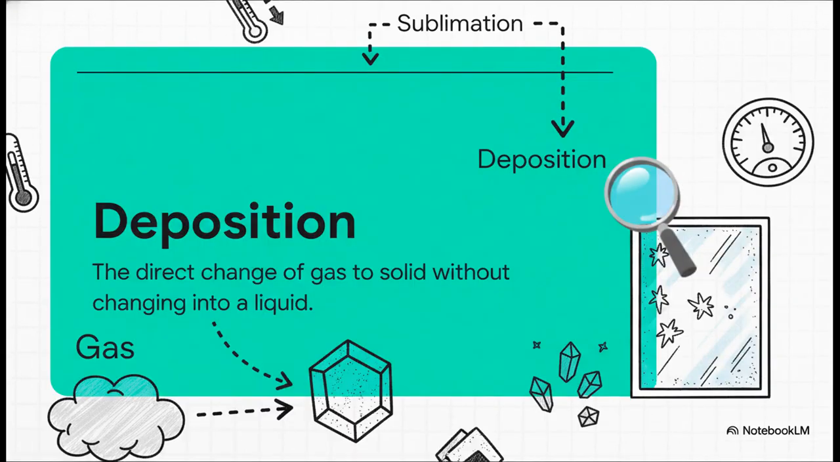Now, what if this process happens in reverse? What if a gas turns directly back into a solid? Well, this process is called deposition. It is the direct opposite of sublimation. A gas becomes a solid, once again completely skipping the liquid state.